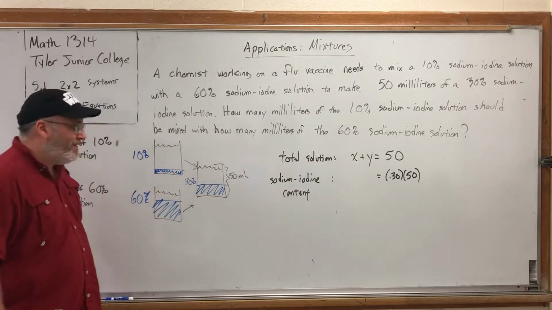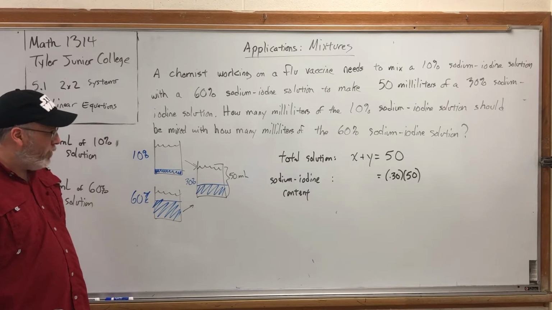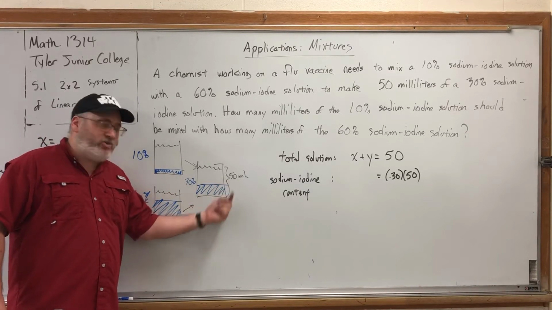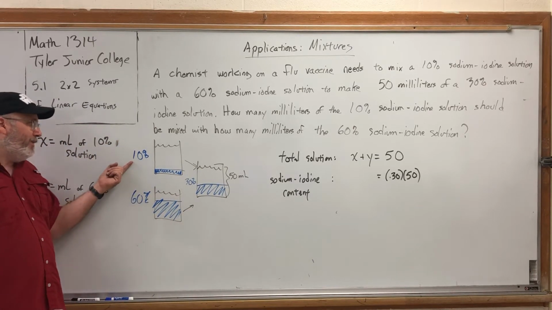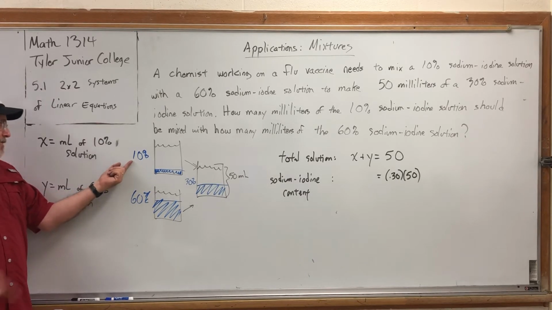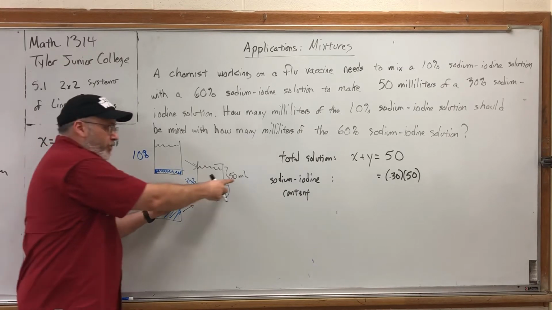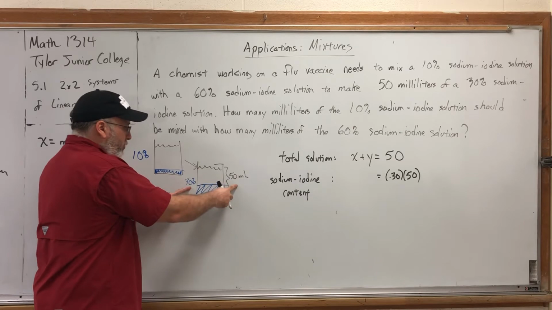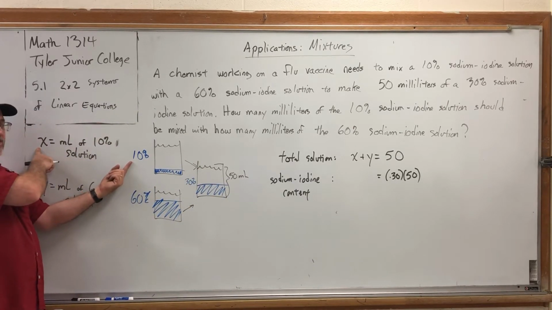What's the sodium iodine content from each of the solutions that we're taking? Well, we can take the same approach by multiplying the concentration times the number of milliliters. The concentration on the first one is 10%, but how many milliliters of the 10% solution are we taking? X milliliters. So just like we multiplied 30% times 50 milliliters to get the content of the new solution, we can multiply 10% times X milliliters to get the content of the first solution from which we're mixing.